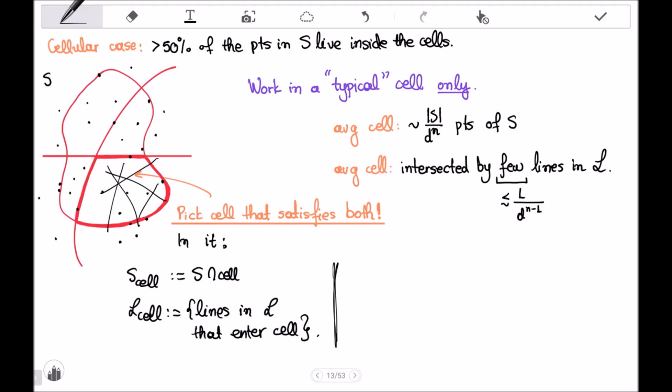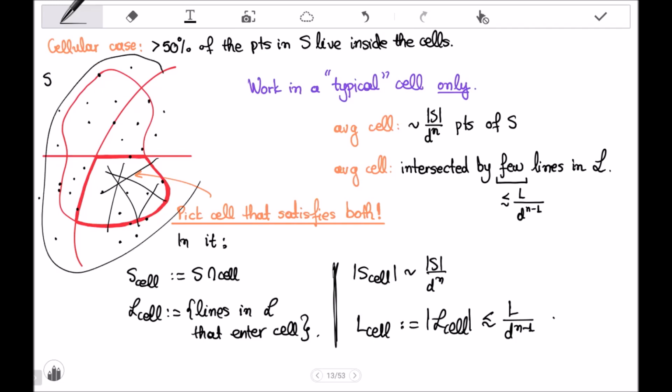We know estimates for these things. We know that the number of points in the cell is about the average, and the number of lines in the cell, so by this I denote the number of lines in the cell, is at most, again, a kind of average that we'll see in a bit. So why is this useful? It's useful because, remember, we started with a very big picture, where we had many points and many lines through those points. And now we've zoomed in on a much smaller picture with fewer points and fewer lines through them. So maybe we can work by induction.